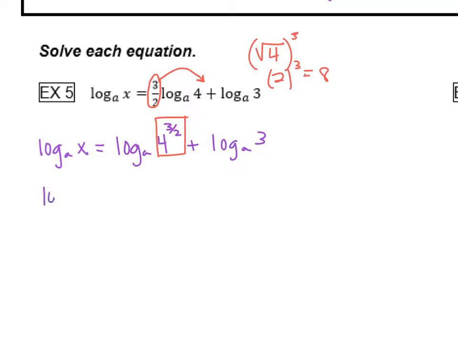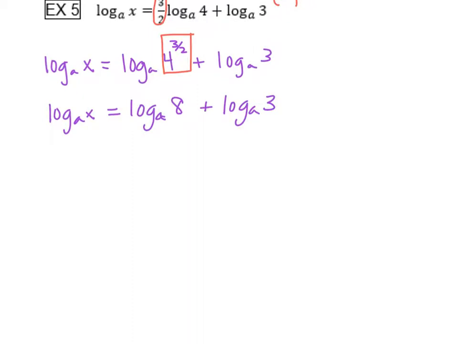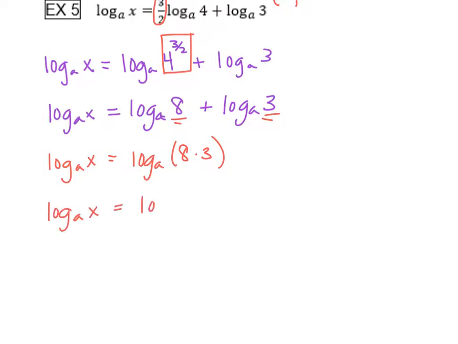So let's just rewrite that one more time. We have log base a of x is equal to log base a of, instead of 4 to the 3/2 power, we actually know that equals 8, plus log base a of 3. All right, so the next thing we notice is that we are adding our two log base a's together, which means that came from multiplication. So again, the one on the right, the left is not changing. So this next one, we have log base a of 8 times 3. And 8 times 3 is 24. So log base a of x is equal to log base a of 24.